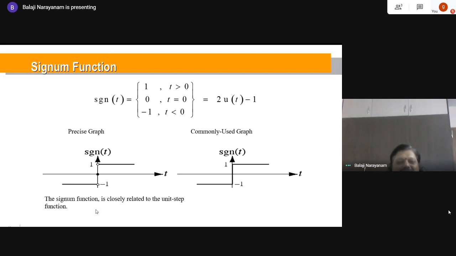And you observe that while defining the signum function, we had made use of which function? Unit step function, u of t. We had made use of the unit step in defining the signum function. And you observe there is a precise graph with a precise amplitude and time. Here, the signum function is closely related to the unit step function, whereas the commonly used graph is given on the extreme right hand side with the amplitudes indicated here.